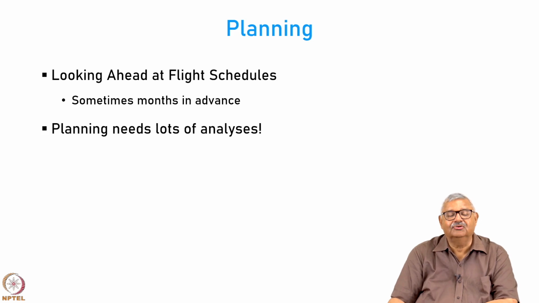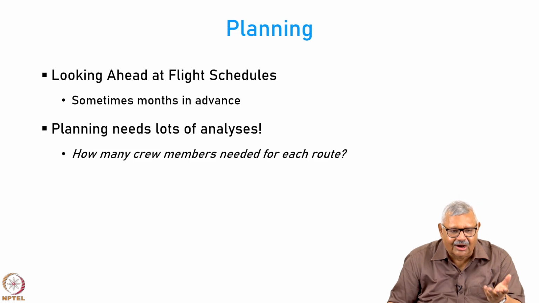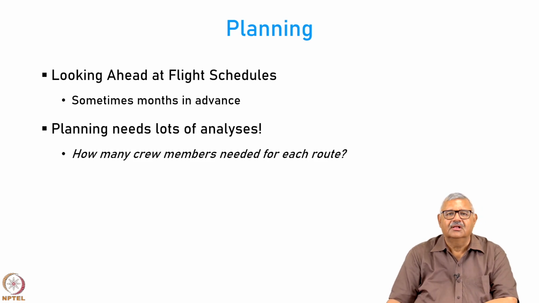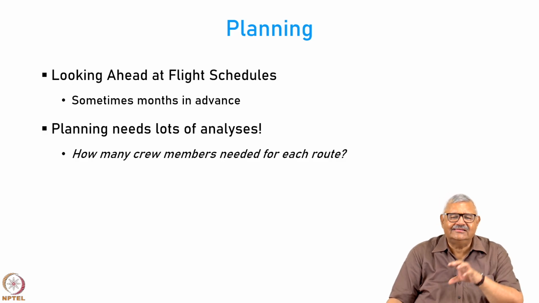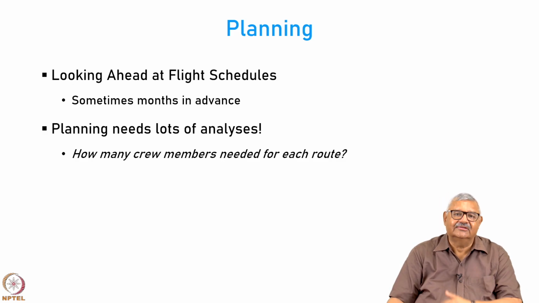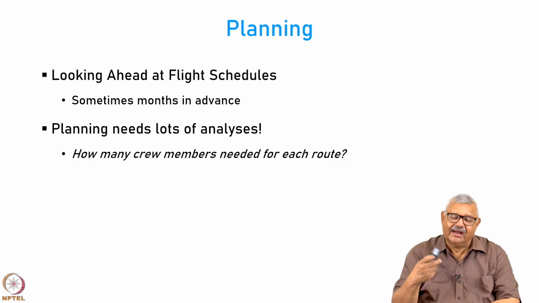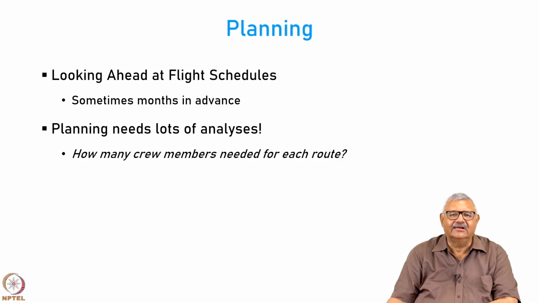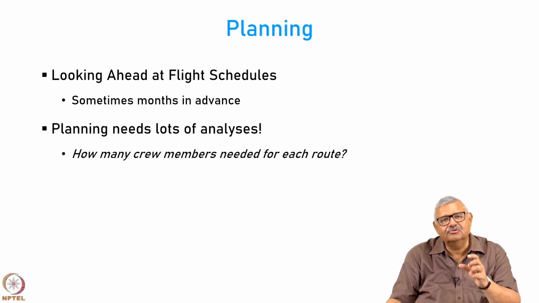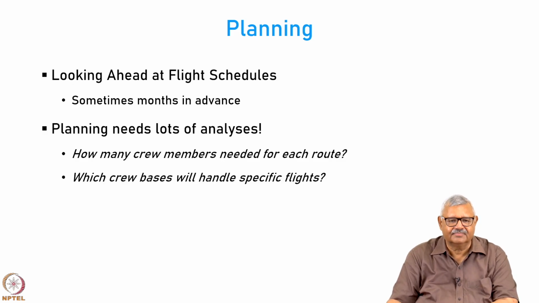Now to plan you need a lot of analysis, okay? What are the typical values? How many crew members are needed for each route? Because every aircraft and every route will require a set of crew members. If it is a short haul route within the flight duty time limitations, one set of crew might be sufficient. But if it is a long distance flight, you may have to carry one extra pair of crew members to relieve the crew members after their FDTL is exceeded. So for each route you need to know how many crew members are needed, okay?